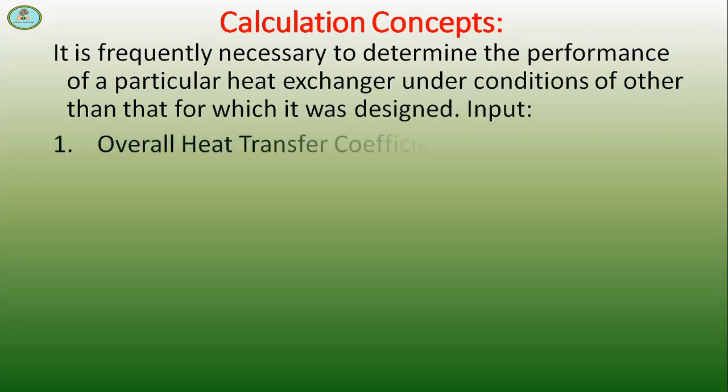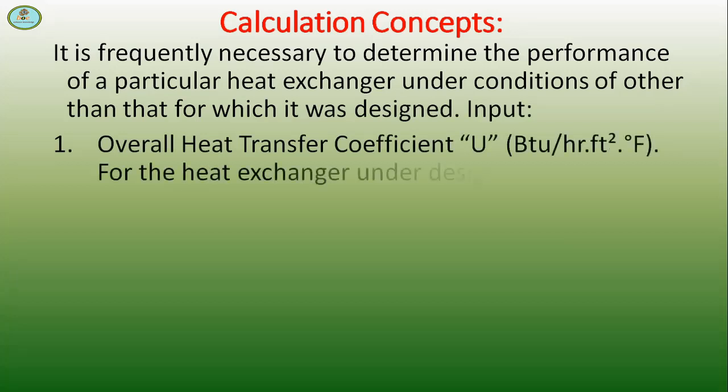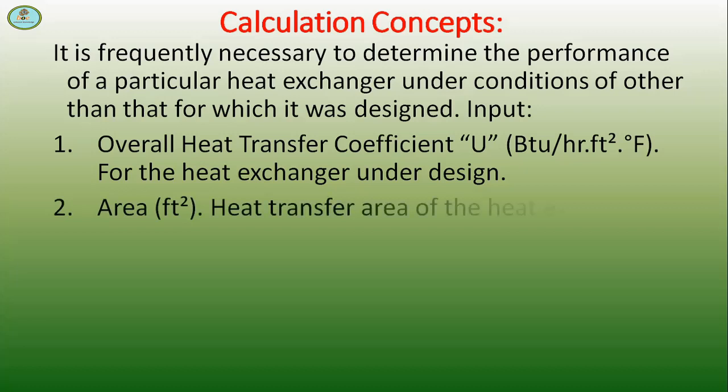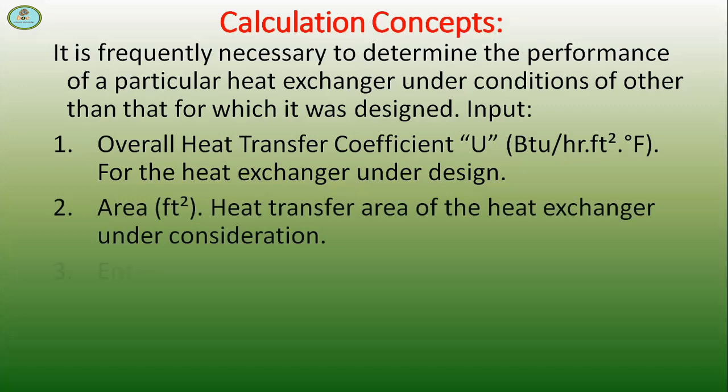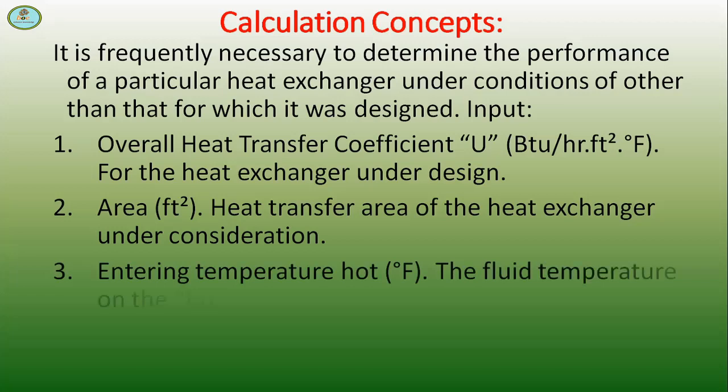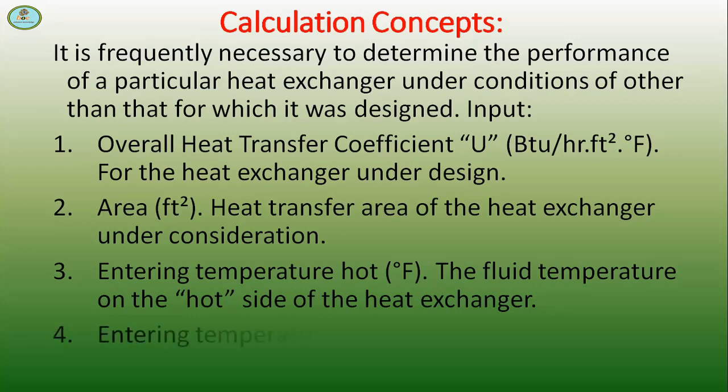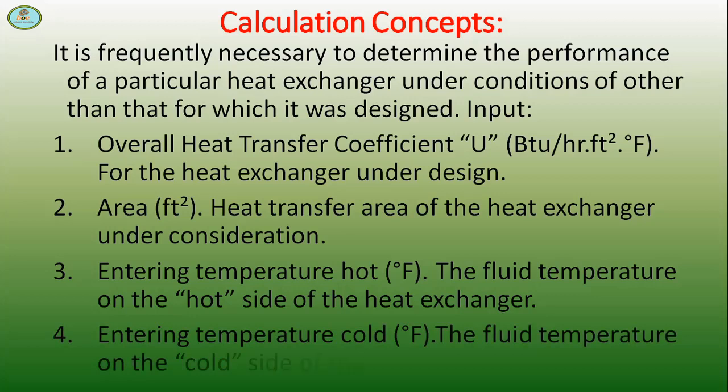So overall heat transfer coefficient U is in BTU per hour feet square degree Fahrenheit, for the heat exchanger under design. Area in feet square is the heat transfer area of the heat exchanger under consideration. Entering temperature hot in degree Fahrenheit is the fluid temperature on the hot side of the heat exchanger. Entering temperature cold in degree Fahrenheit is the fluid temperature on the cold side of the heat exchanger.